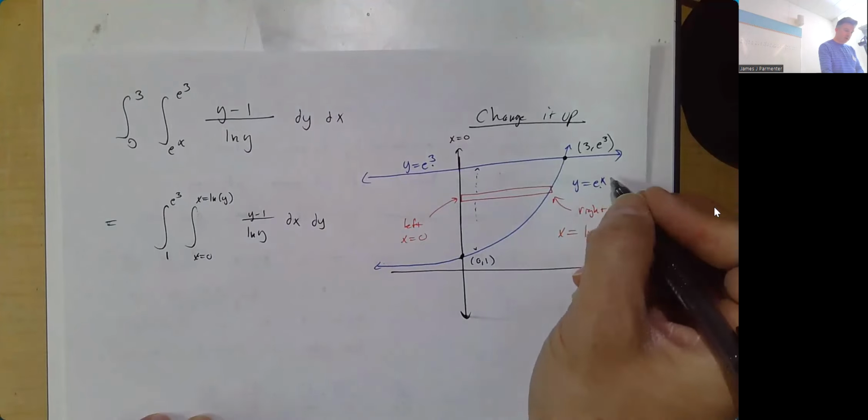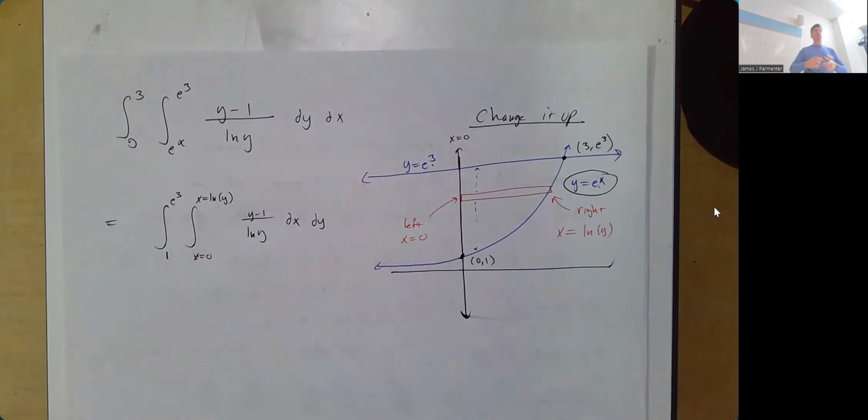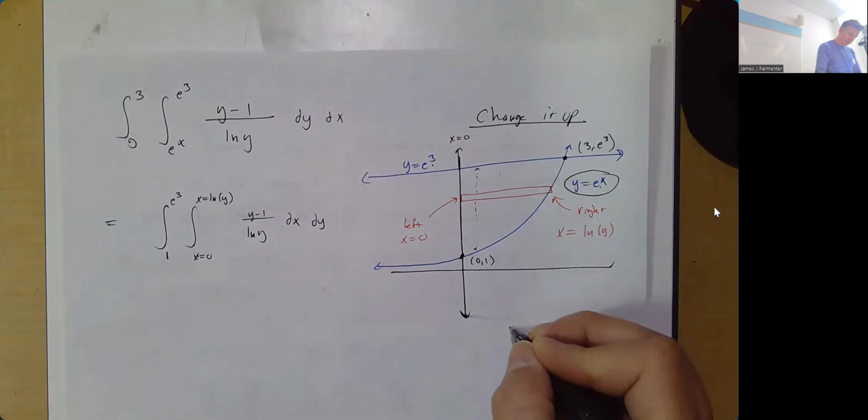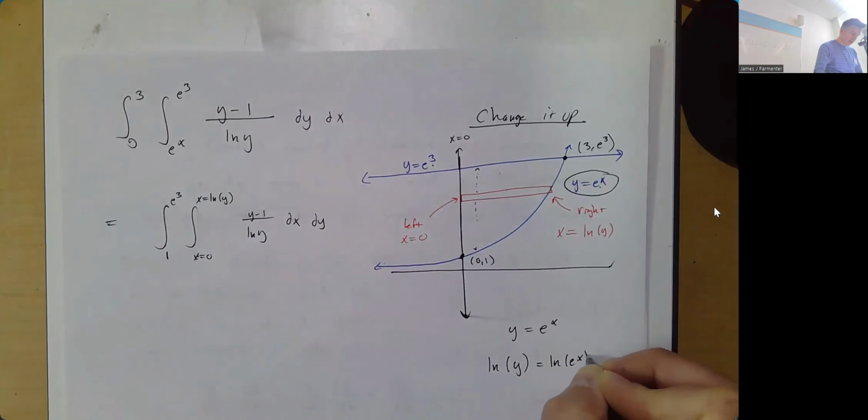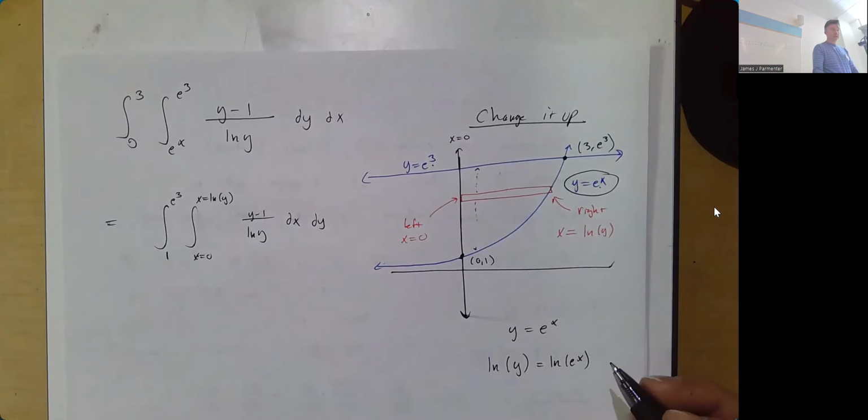Sure. So basically, whenever you're changing your limits of integration, the things that are functions of each other, you have to solve for the other variable. So I took y equals e to the x, and there's many ways people like to do this. I just took the natural log of both sides in my head. And the natural log of e to the x is just x.